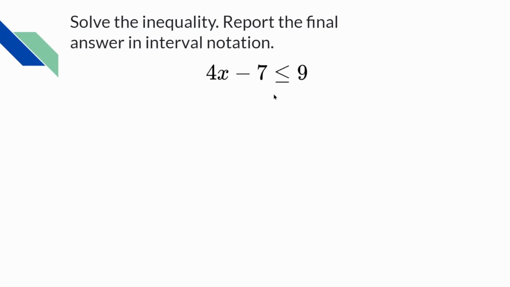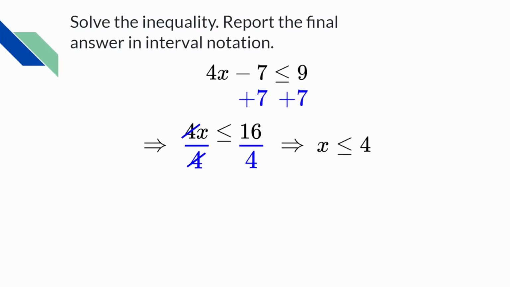Here we have 4x minus 7 is less than or equal to 9. We want to isolate x on the left-hand side of the inequality. So let's add 7 to both sides to get started. Once we do that, we have 4x is less than or equal to 16. Then we divide both sides by 4 to isolate x. The 4's cancel on the left-hand side, and that gives us x is less than or equal to 4.